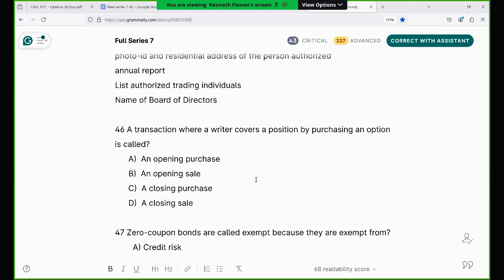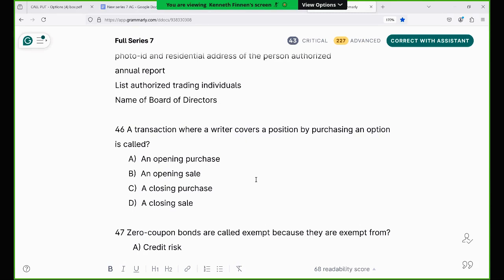So if we shorted it for the first time, that's an opening sale. And then cover means get rid of also. So cover the option means buy it back, which is a closing purchase. The answer is C.